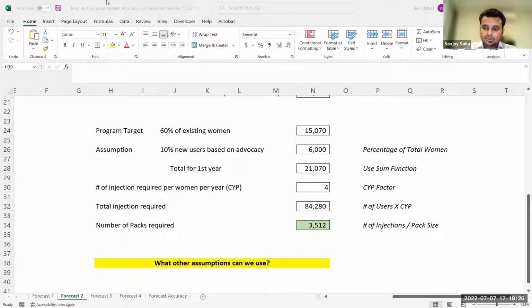If we want to add a buffer, as some can break, that is the next step after forecasting. When we do supply planning, when we add wastages, stock on hand or whatever, that is the next stage. But I'm talking about assumptions for forecasting. Like we have taken these two assumptions, that the program target is 60% and there will be 10% new users based on advocacy. So can we take any other assumption like this?